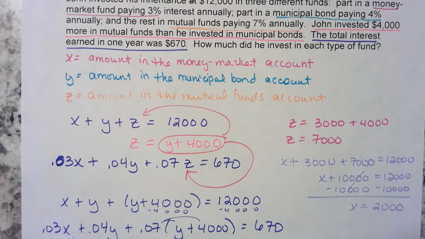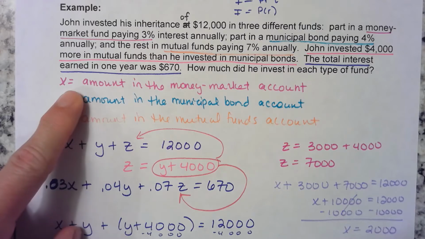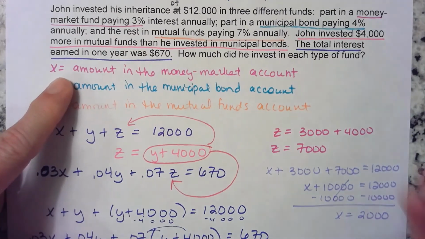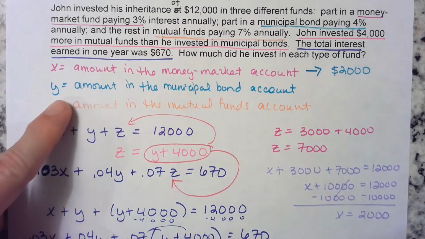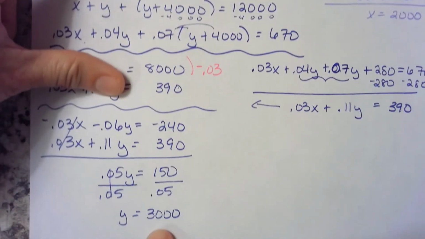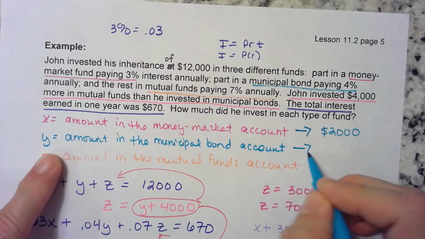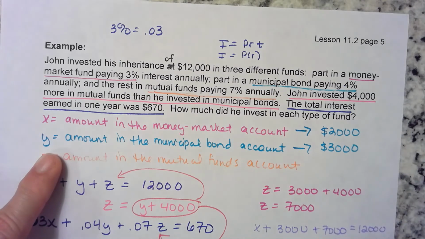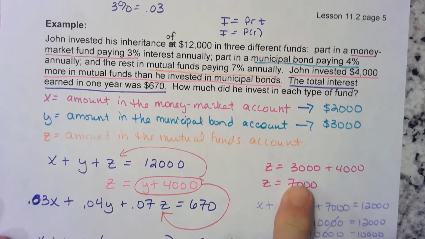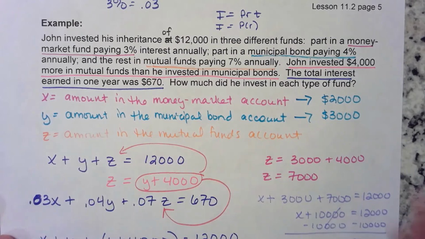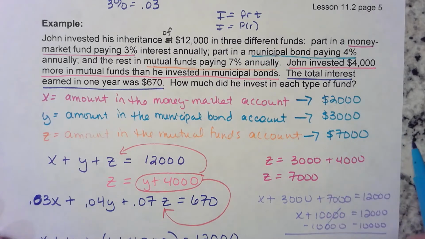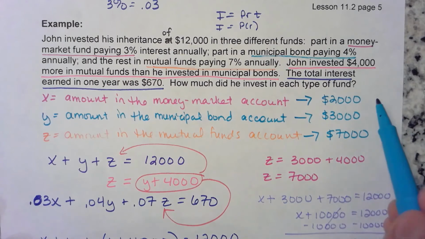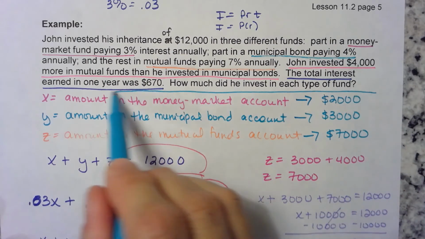So what does this tell us? It tells us that, remember, x is the amount in the money market account. Maybe I could just write my answers here. This is going to be $2,000. Y is the amount in the municipal bonds. That's your $3,000. And then Z, where was Z? Right here. Z is $7,000. That's the amount in the mutual funds account. Hopefully when you add all these up, you do get that $12,000. So this is actually going to be your answer.